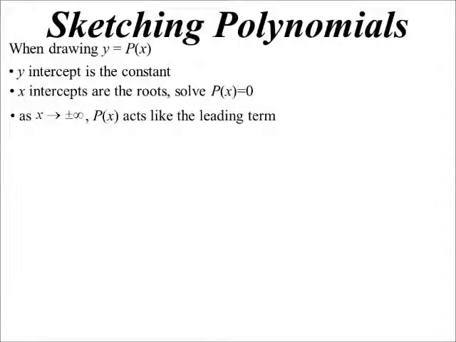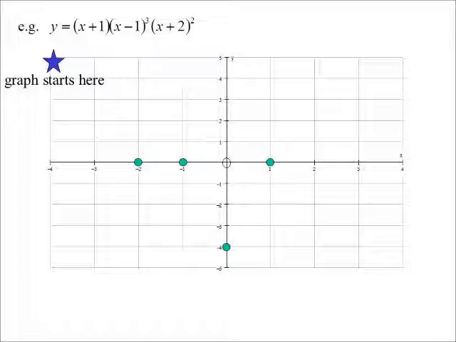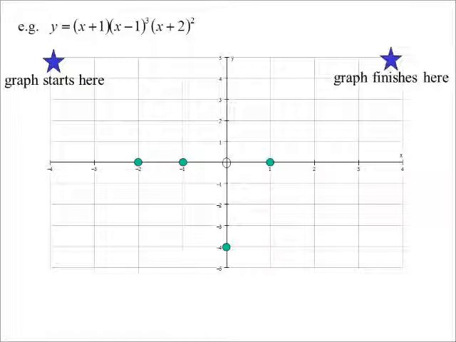Now our one, again, I don't need to expand the whole thing out. x times x cubed times x squared gives me x to the power of 6. So if I was to say to you, draw y equals x to the power of 6, we know we would start up here and we would finish over here. So we know our graph will do exactly the same. It'll do exactly like the leading term does.